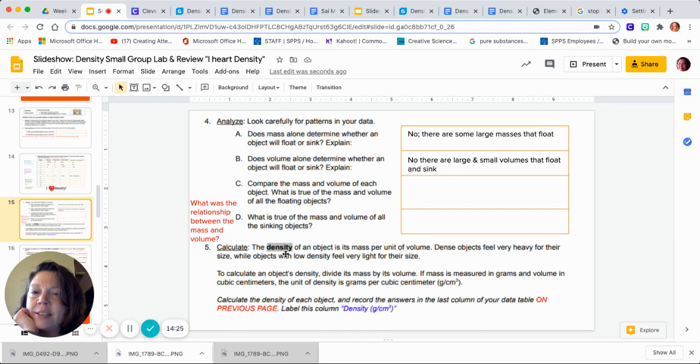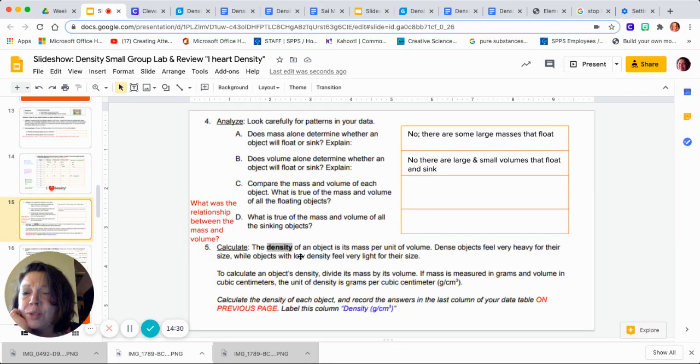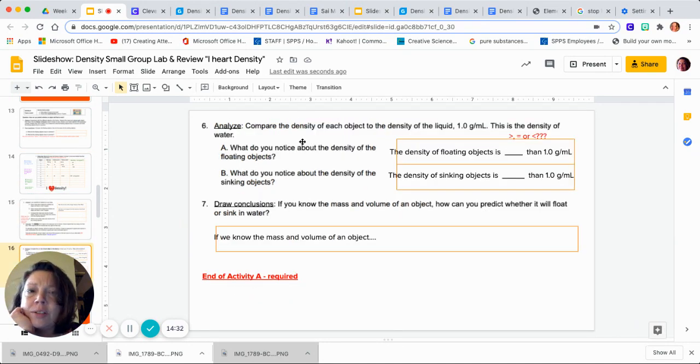So 5, if you've already calculated the density of these objects right here, you've done number 5, which is what 5 asks you to do. And then you're going to analyze 6. Answer this question: is the density of floating objects greater than, equal to, or less than 1 in this scenario? And what do you notice about the density of the sinking objects? Are they greater than, equal to, or less than 1? And then you're going to write your conclusion, which includes these relationships. So if we know the mass and volume of an object, then we know that, and finish your sentence. That is the end of activity A.